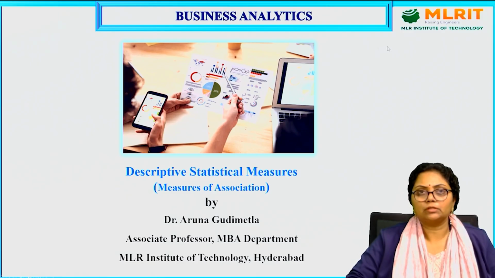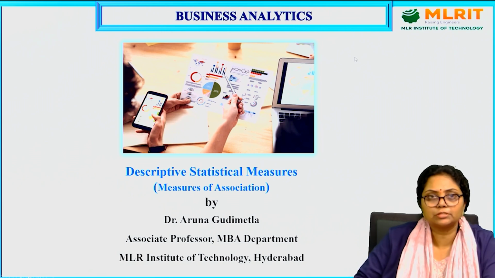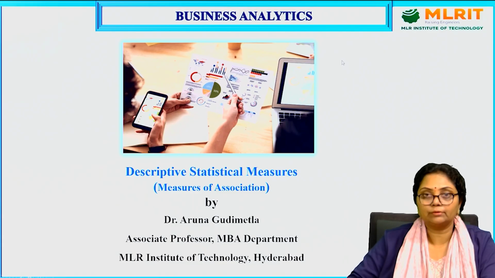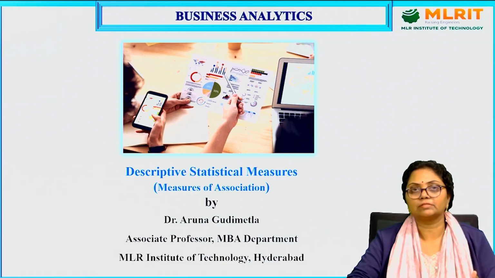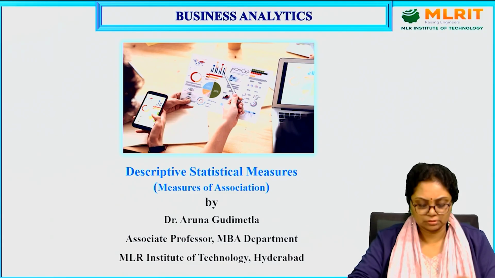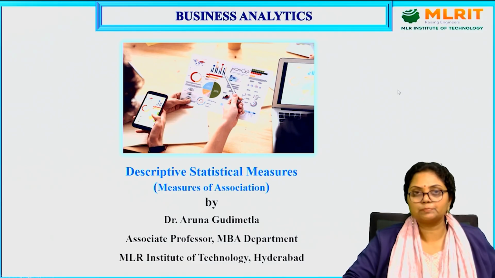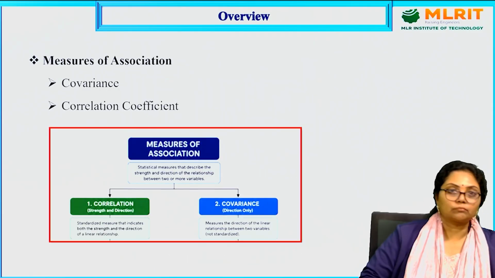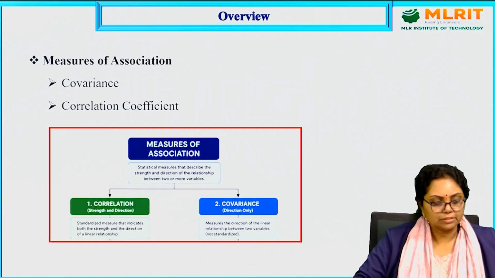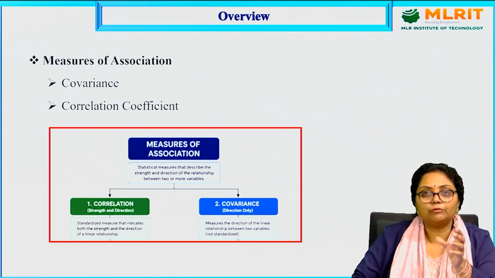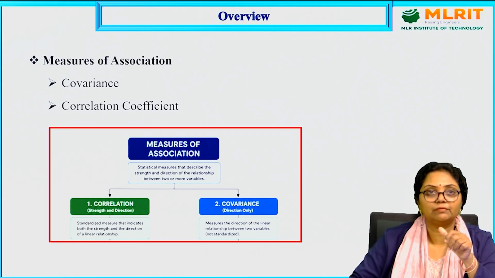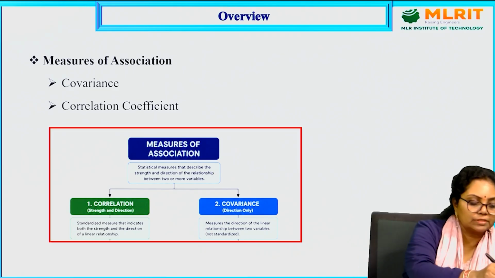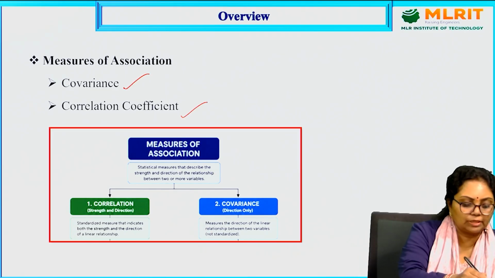In today's session, we are going to discuss measures of association. In descriptive statistical measures, we first saw measures of location, then measures of dispersion, and the third part is measures of association. In measures of association, we are going to find out the relationship between two variables. Here we are going to focus on covariance as well as the correlation coefficient.